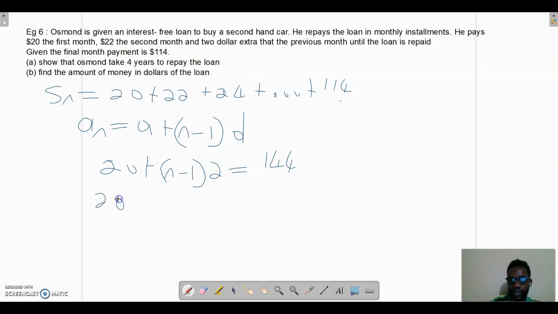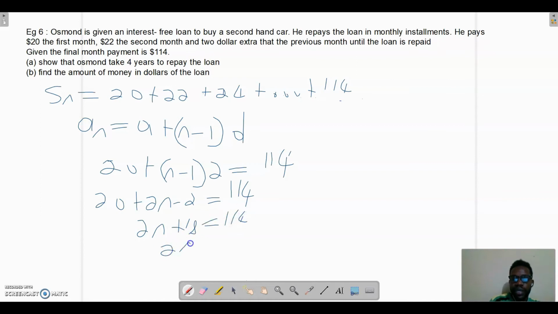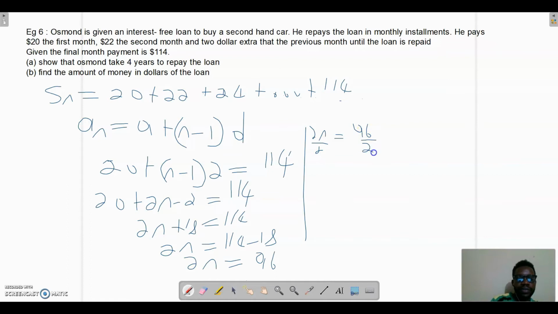So I'm going to have 20. If we expand the bracket, we're going to have 2n minus 2 equal 114. Alright, so this is 2n, 20 minus 2 is 18. So 2n plus 18 equal to 114. 2n is equal to 114 minus 18. So we can say that 2n is actually equal to 96. And all we have to do now is divide both sides by 2. So 2n over 2 equal 96 over 2. So n is equal to 48.